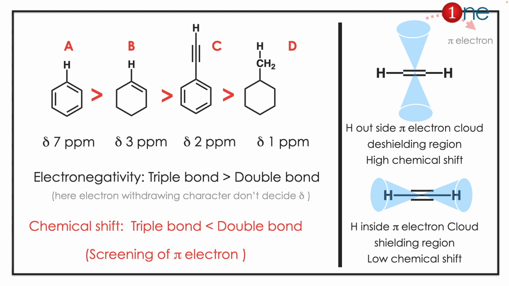So the concept you have to learn here is that irrespective of electronegativity, electron density decides the chemical shift.